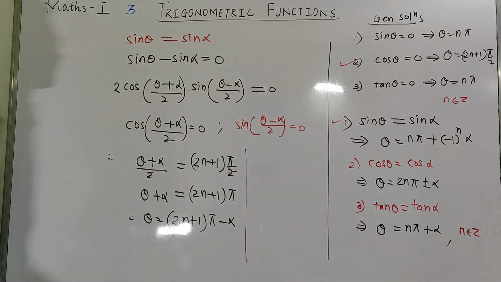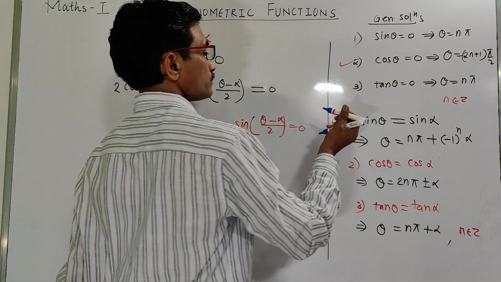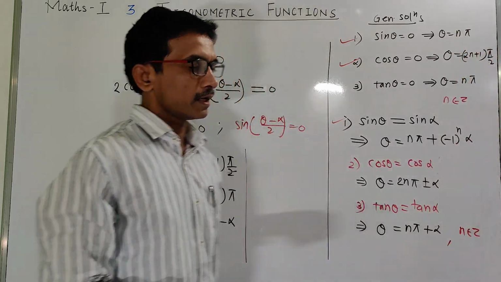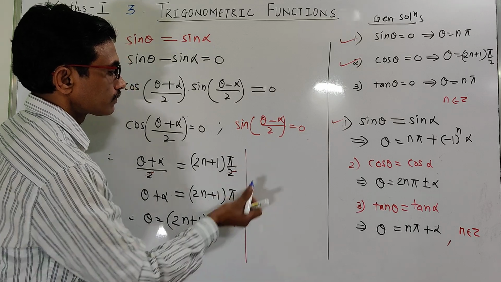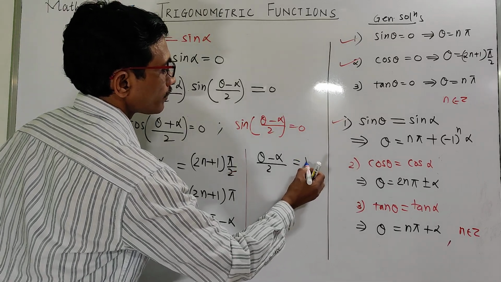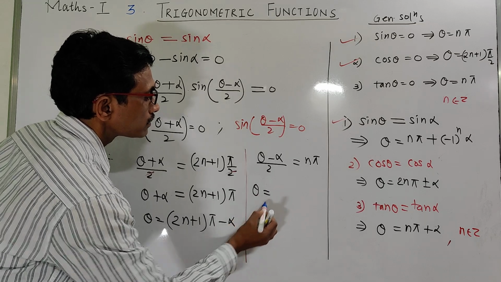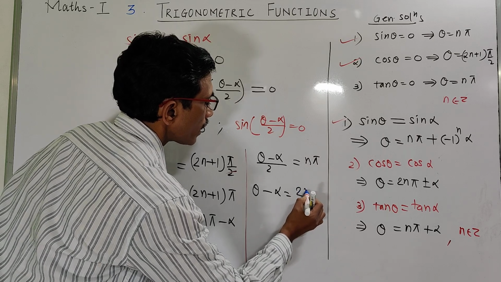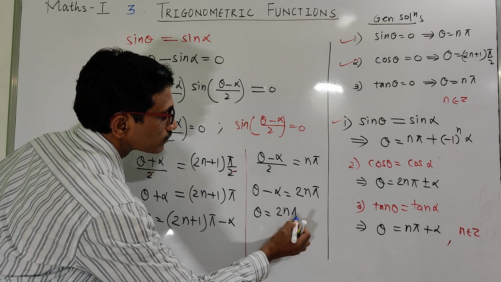Similarly, sin of (theta minus alpha) upon 2 is 0. Compare with this: sin theta is equal to 0 implies theta is equal to n pi. So our theta is now (theta minus alpha) upon 2. So (theta minus alpha) upon 2 must be equal to n pi. Taking cross multiplication will give us theta minus alpha is equal to 2n pi, and theta is equal to 2n pi plus alpha.